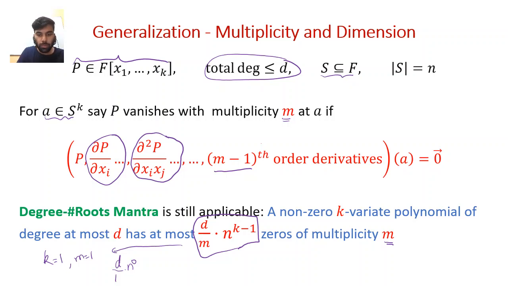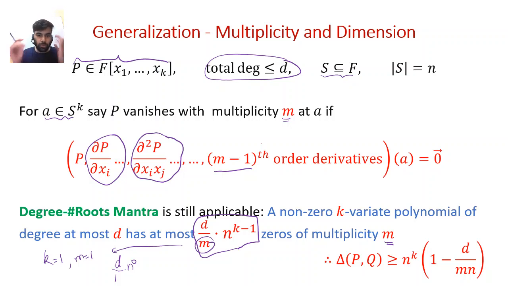So it is saying you basically take whatever you have for multiplicity 1 and you just divide by m if you seek a multiplicity m. And if you translate this to the distance between two polynomials p and q which are low degree and not identical, it turns out that by a similar argument, this distance is n to the k into 1 minus d by mn. So you can see that the fractional distance really doesn't seem to involve the dimension k.